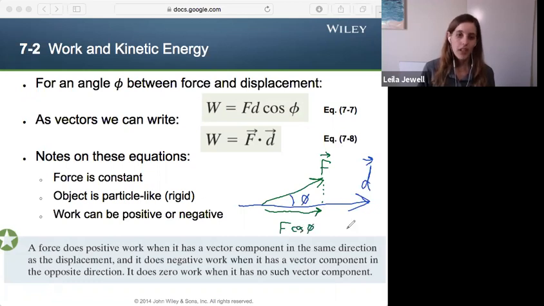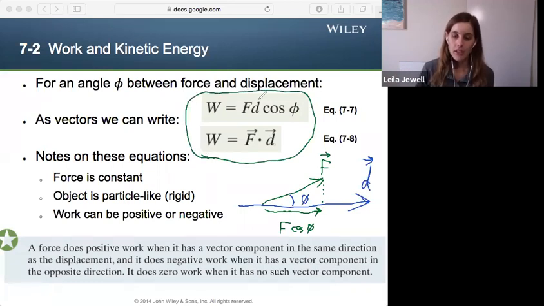And so now we can multiply the amount of force that is along the displacement times the displacement. This is what we did back in the vector chapter with the dot product. So if we're in vector form, the lower equation is easier to use with the dot product, but you can also work with the magnitude of the force times the magnitude of the displacement times cosine of the angle between them.